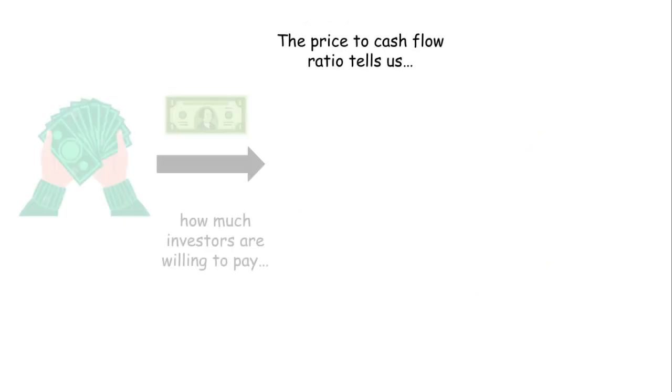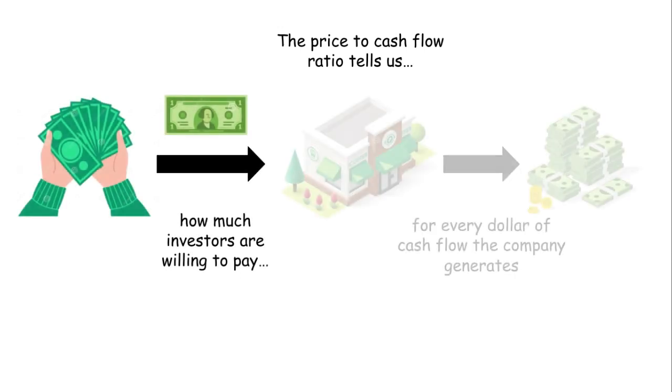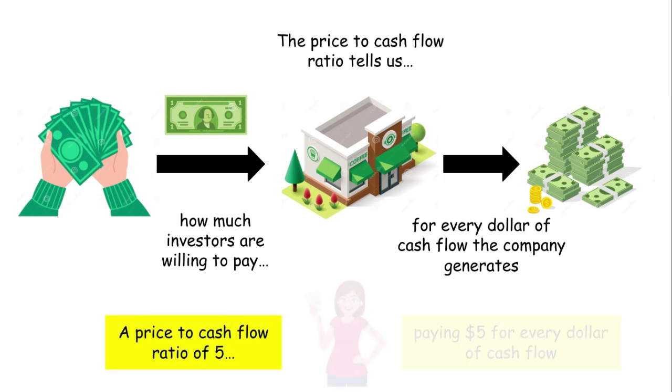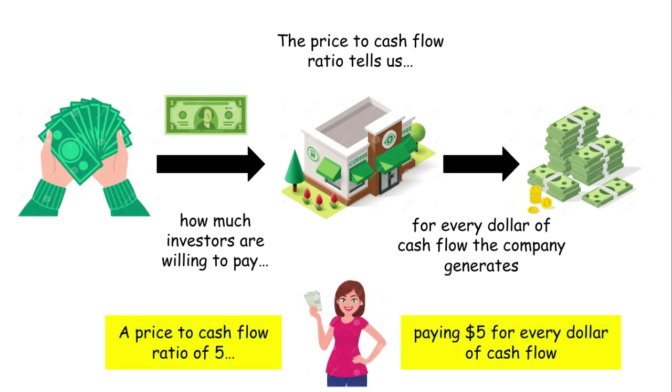The price-to-cash flow ratio also tells us how much investors are willing to pay for each dollar of cash flow that the company generates. A price-to-cash flow ratio of 5 means that an investor is paying $5 for every dollar of cash flow.